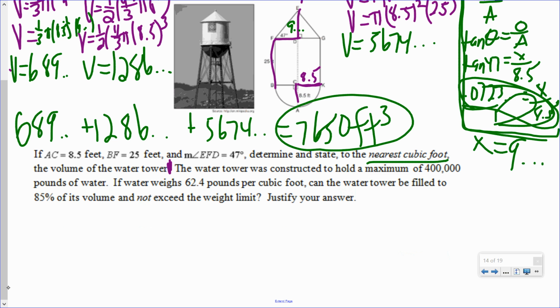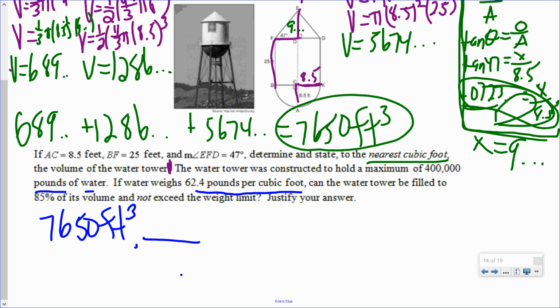The water tower was constructed to hold a maximum of 400,000 pounds of water. I see weight now. I'm guessing I'm going to do what I always do at this point, which is unit analysis. So I have cubic feet. I'm looking for pounds, 400,000 pounds. Pounds per cubic foot, there we go. So I'm going from cubic feet to pounds.